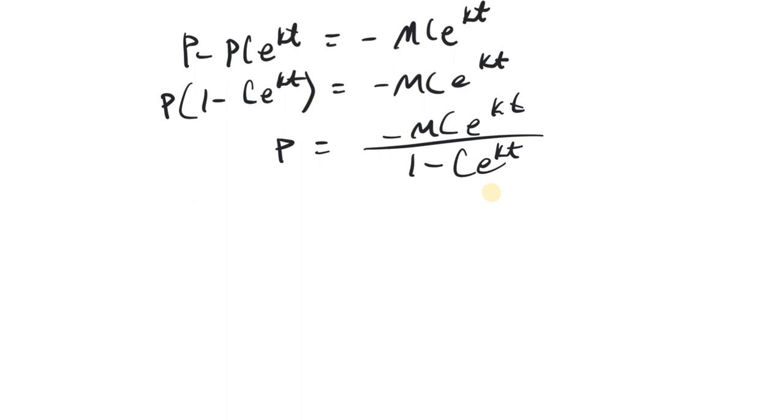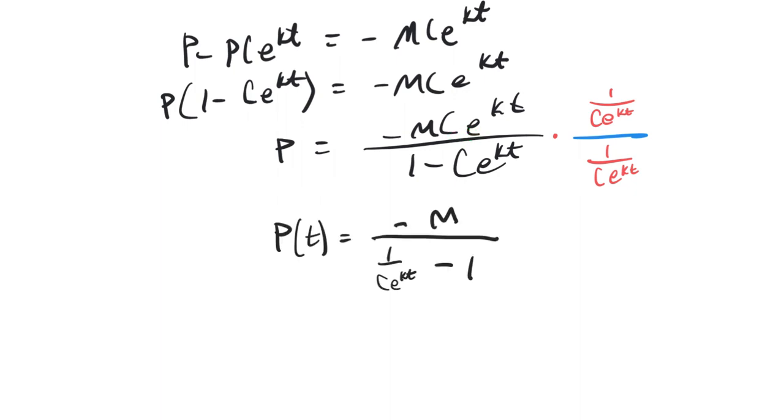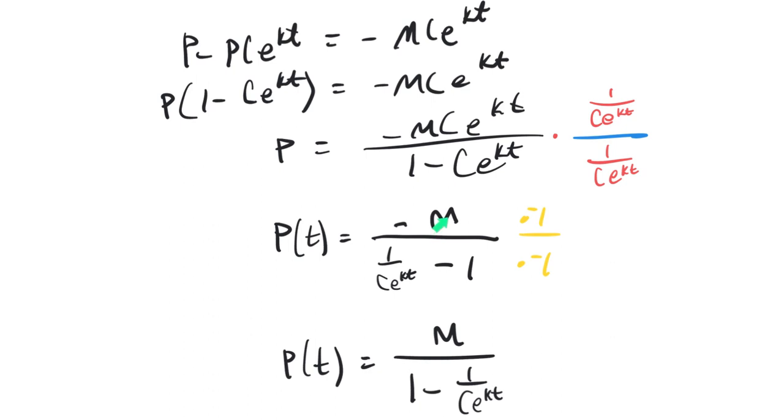And to simplify this, we'll multiply by 1 over Ce to the kt, so that just completely cancels out with Ce to the kt on the top. And when we distribute it to the bottom, we have 1 over Ce to the kt minus 1. All right, next, multiply the top and the bottom by a -1. So we have the maximum as a positive, all over 1 minus 1 over Ce to the kt.